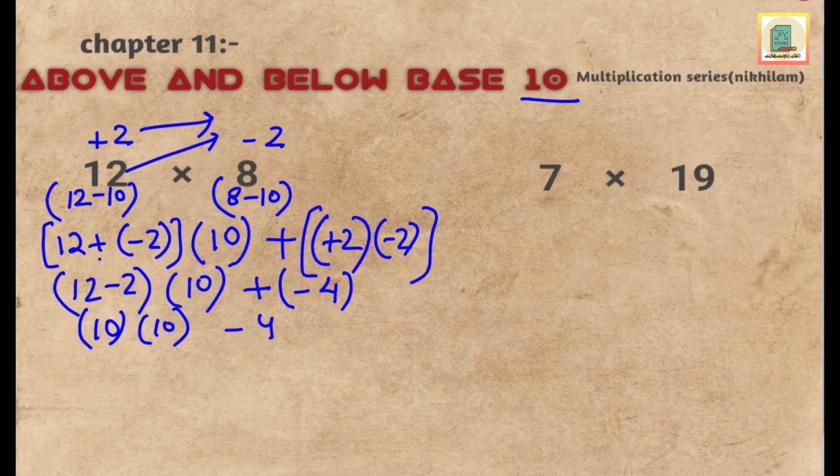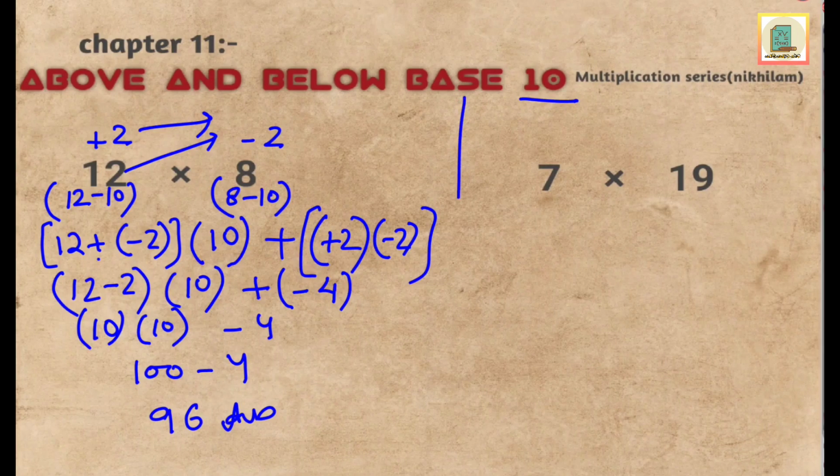10 multiplied by 10 is 100, so 100 minus 4 gives you 96. So the answer is 96. Now let's understand the next question.